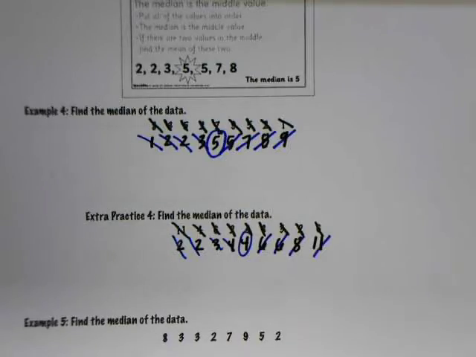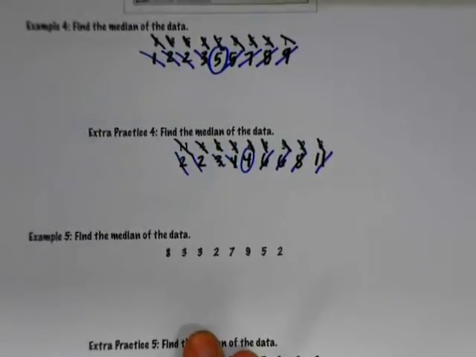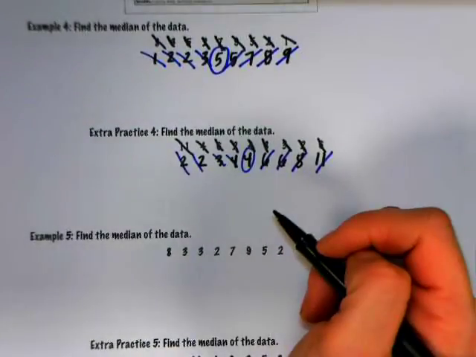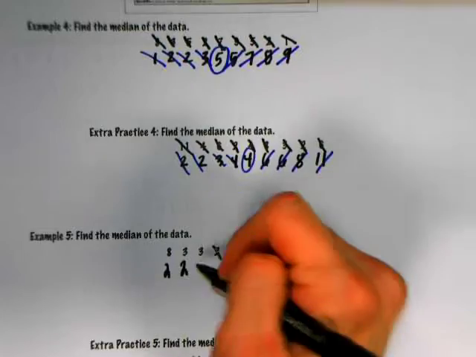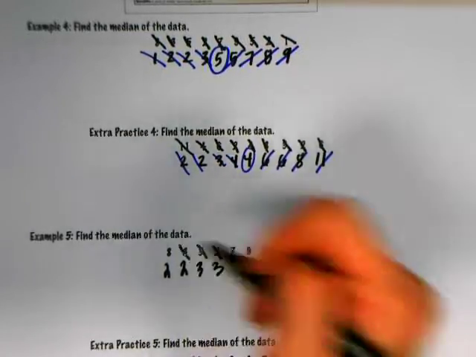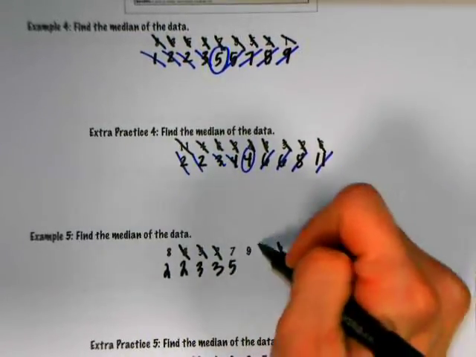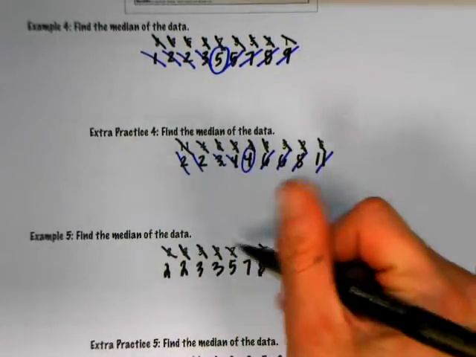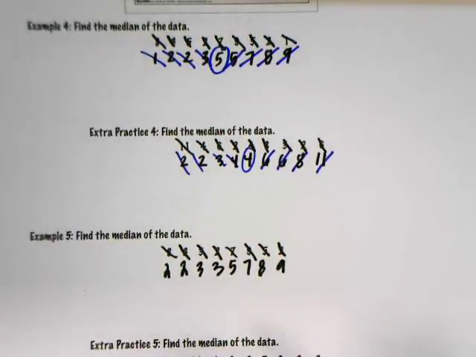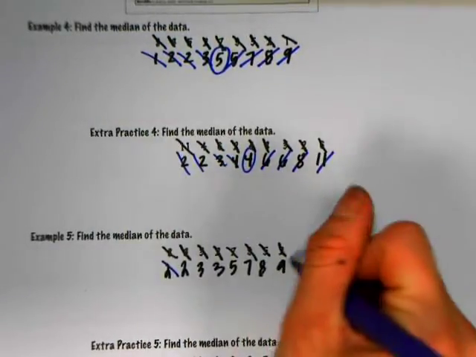Okay, so now we're going to do ones where you don't have one that's directly in the middle. There's 2, okay? So let's put this in order. 2, 2, 3, 3, 5, 7, 8, 9. Okay, and then start crossing out.